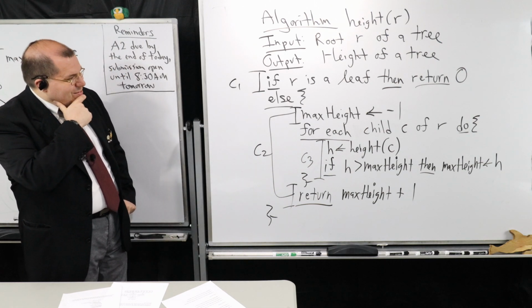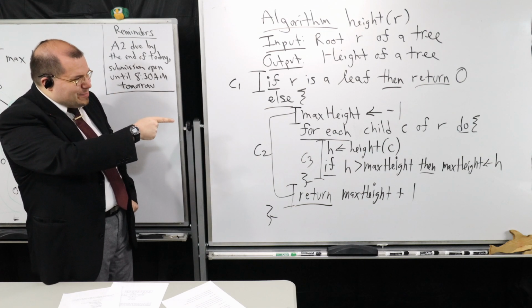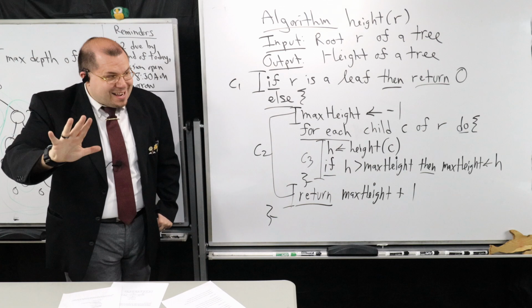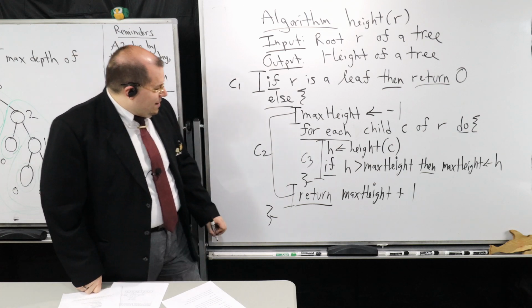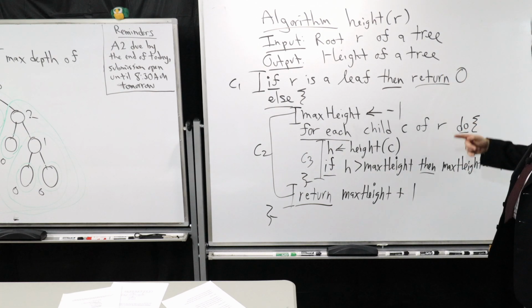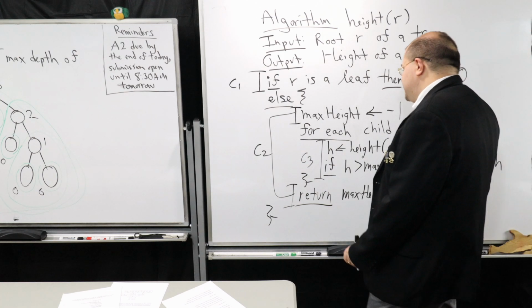There's something I'm missing somewhere in the middle over there. Yeah, the loop, right? I did not account for the for loop. Exactly. I have not done that quite yet. So notice that this depends on the number of children of R.